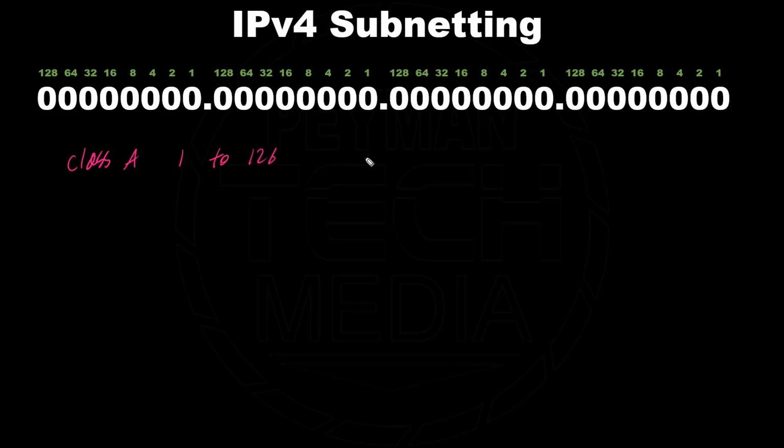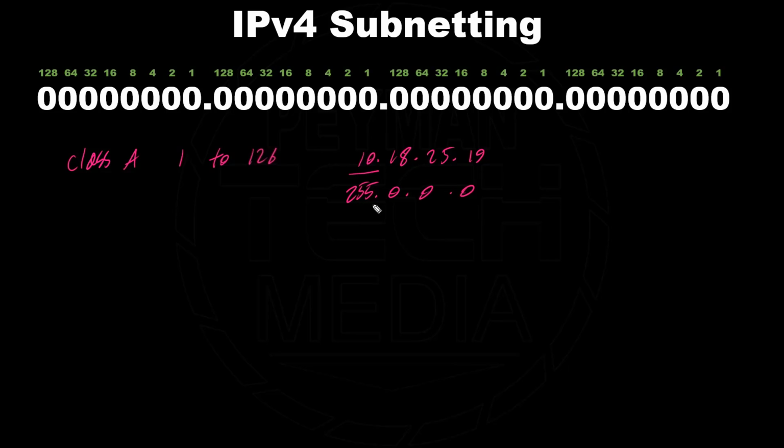So when we see an IP address, let's say 10.18.25.19, we know this is a class A IP address. How do we know that? Looking at the first octet, 10 falls into this range. Therefore, this is class A. And the default subnet mask for class A was 255.0.0.0. That's the default subnet mask for class A.